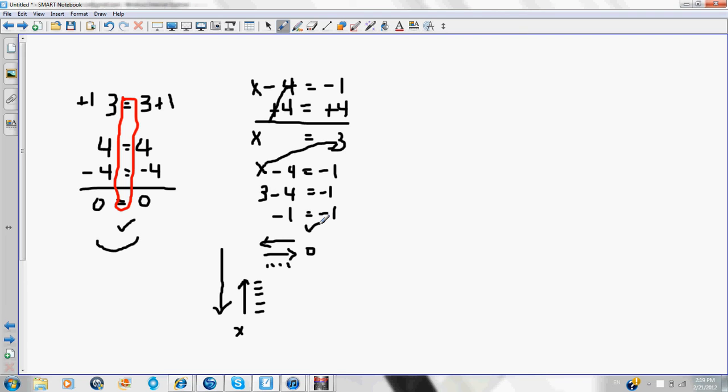If we had come up with something that said 0 equals negative 1 or 5 equals negative 1, that would indicate that we needed to go recheck our steps in solving the equation and see how we made a mistake.